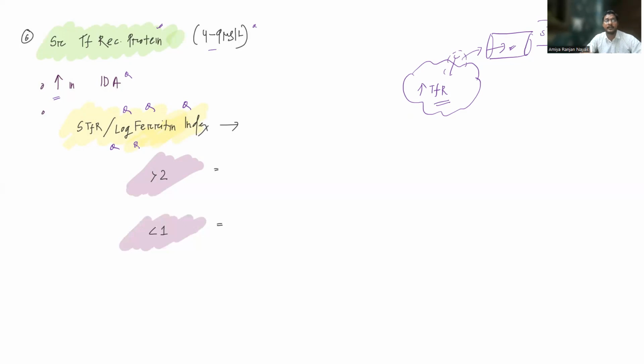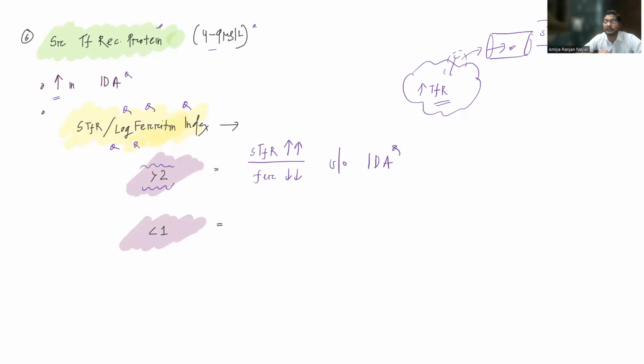In iron deficiency anemia, the soluble transferrin receptor protein is increasing and the ferritin is reducing. So ultimately, the index will be more, and the number is more than 2. If this index is more than 2, it is suggestive of iron deficiency anemia.